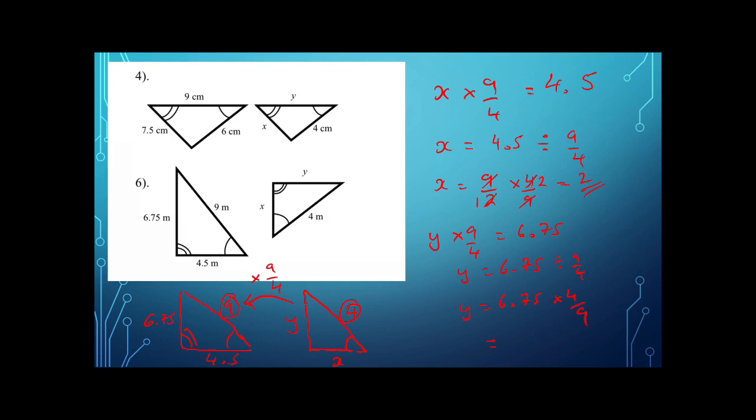Now just to do that, just to check with everyone, 6.75 is 6 3/4, and that's 6 times 4 is 24, 27/4. So it's 27/4 times 4/9. Notice the 4's cancel out, and the 9 and the 27 gives us 3.